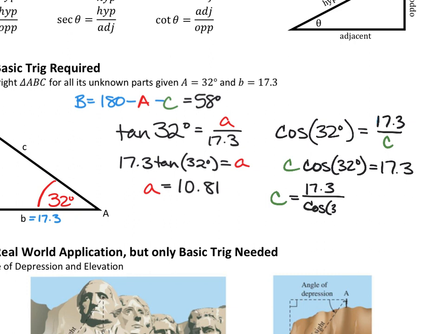And once you have it set equal to C, you can throw it in a calculator. I would get used to using the fancy fraction because it will be very helpful with things we're doing next class. 17.3 divided by cosine of 32. We're going to round to 2 decimals this whole time, which would be 20.40.